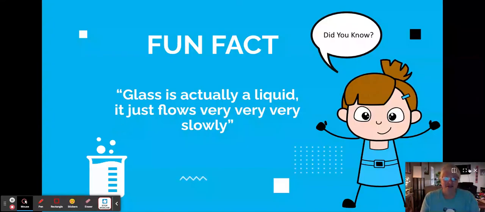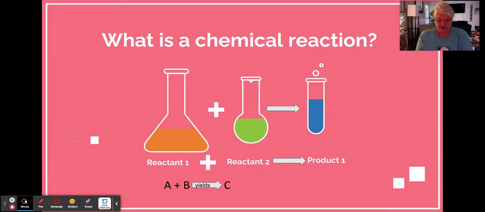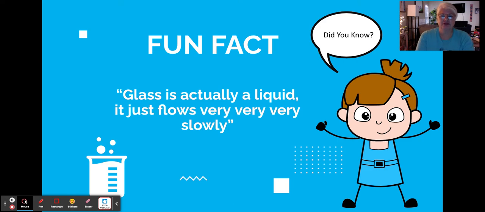First of all, you guys may not know this, but glass is actually a liquid. When you think of flow or viscosity, it flows so slowly that we don't see it actually flowing. I thought that was kind of cool. I thought you guys would like that.